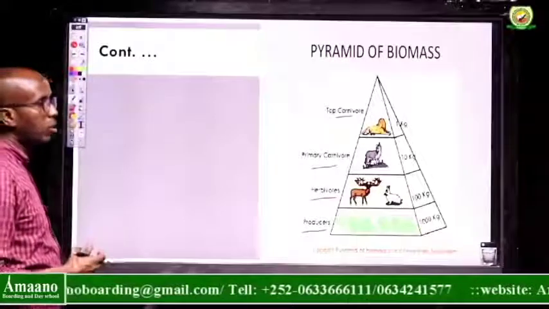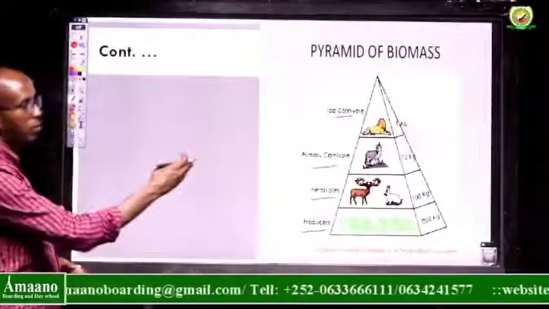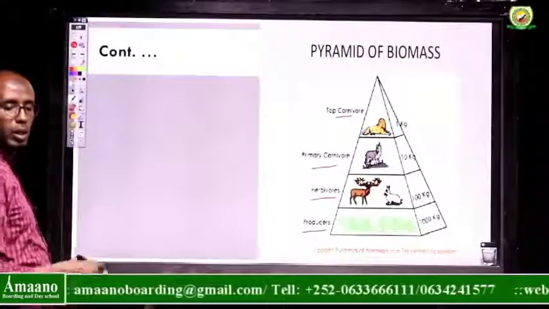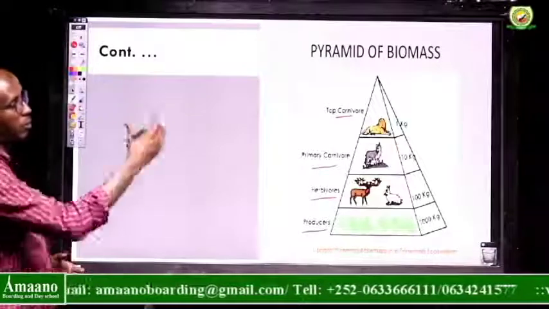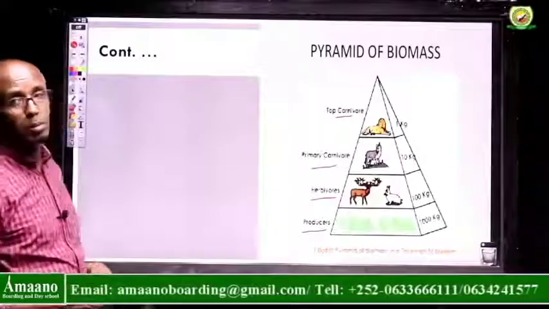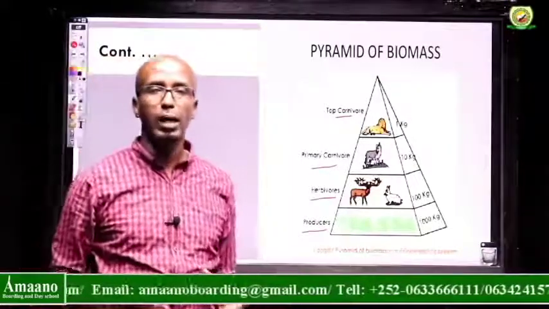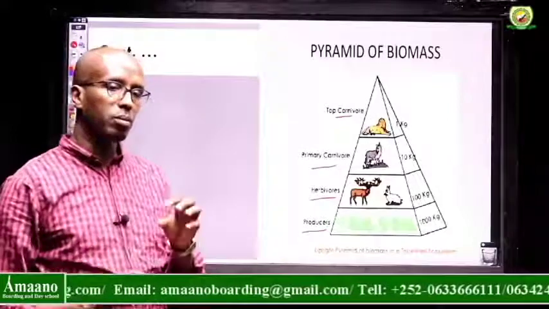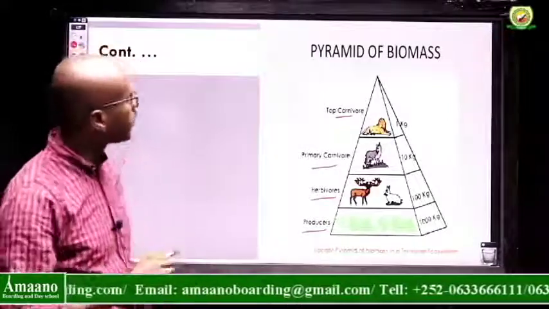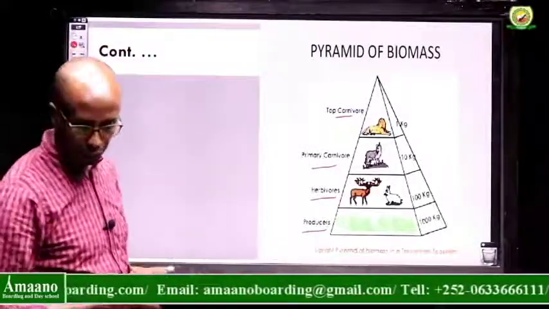So in all terrestrial food chains, the pyramid of biomass will be upright. But in some aquatic environments, you will see an inverted pyramid of biomass.